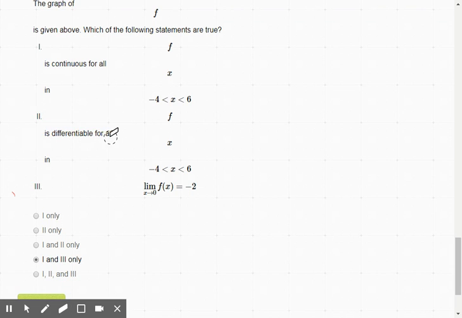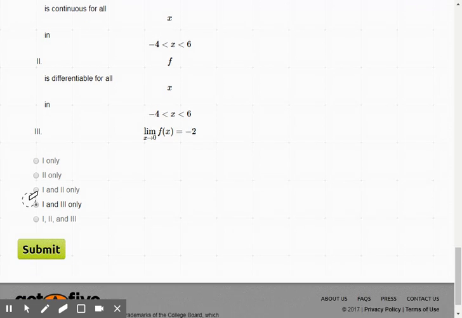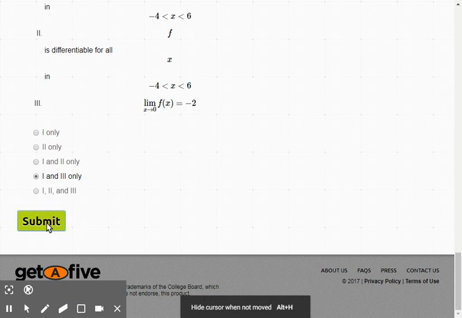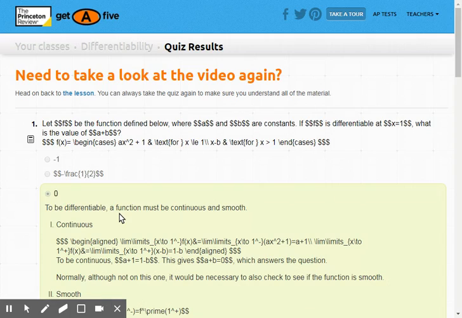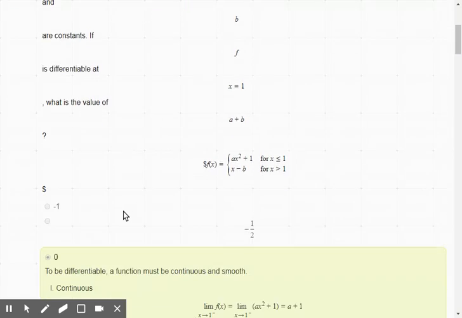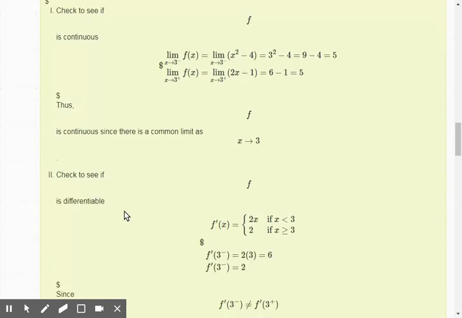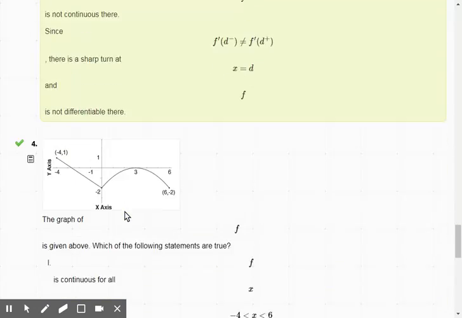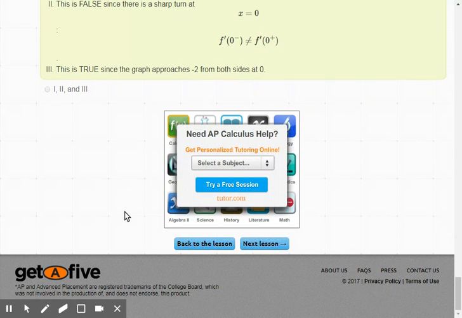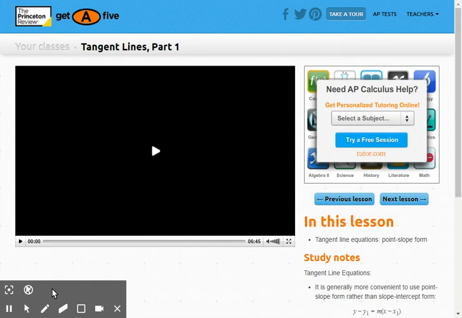So let's check out and make sure. One is correct. And you can look at those explanations if you want. 2 is correct. And 3 is correct. And 4 is correct. Forgot there were 4 on this one. Okay.